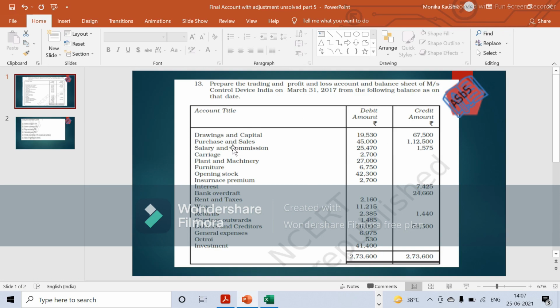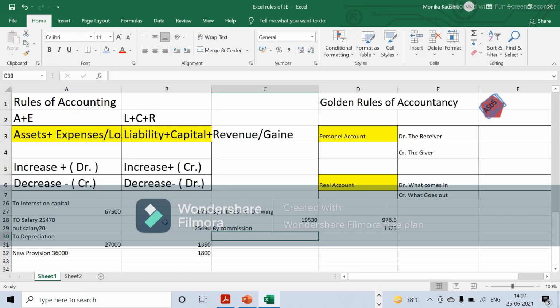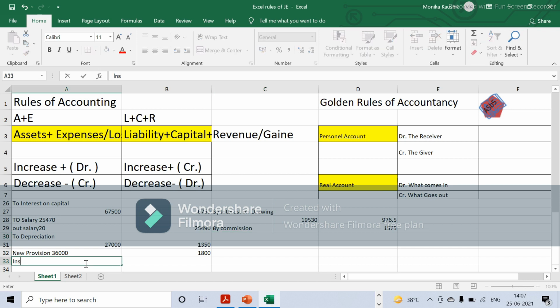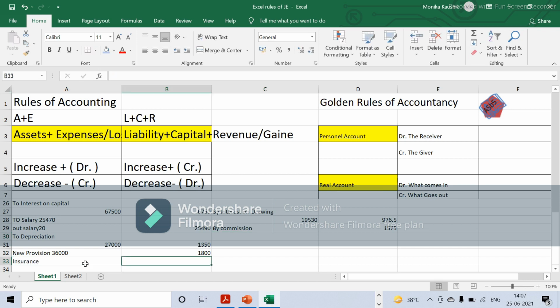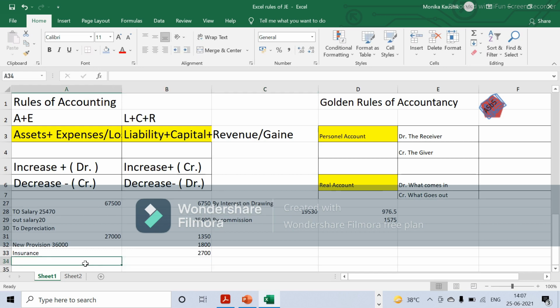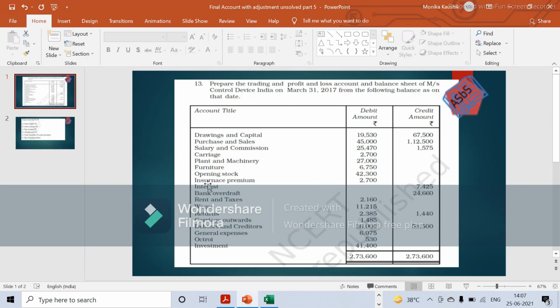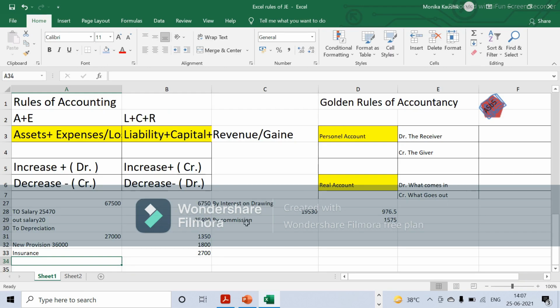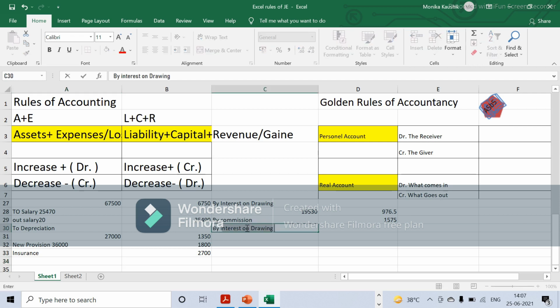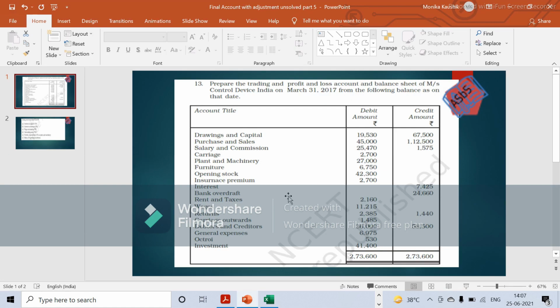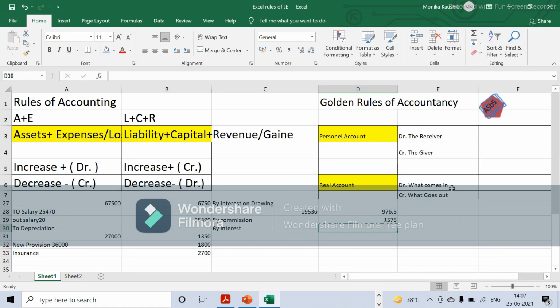Now the next one, carriage already done. Plant and machinery, furniture. These are balance sheet items. Insurance premium. This is an expense, 2700. So insurance 2700. Now interest is given on the credit side. Interest. How much is this? This is received. Interest received 7425.